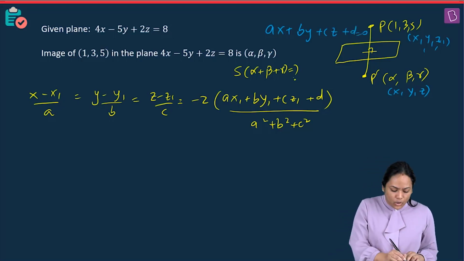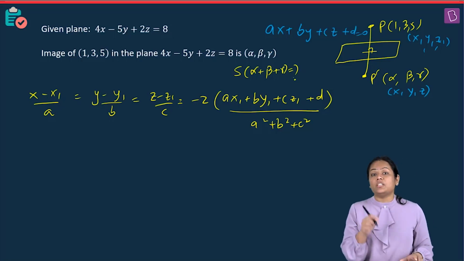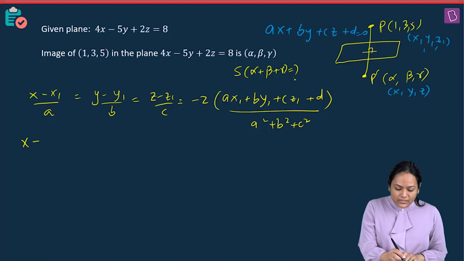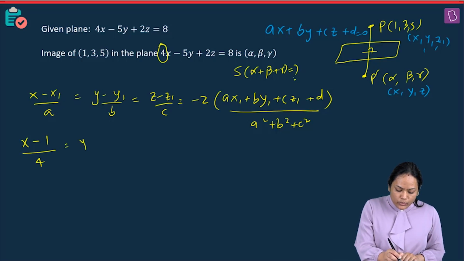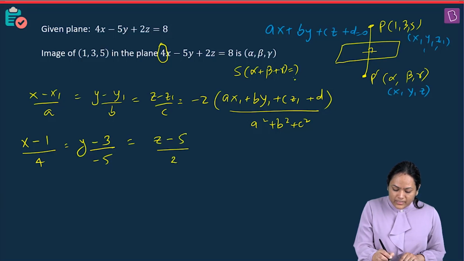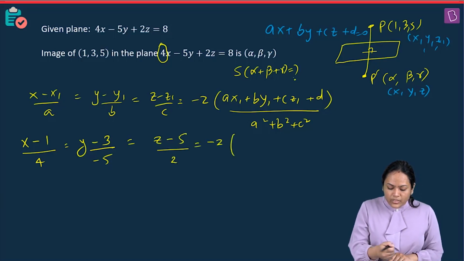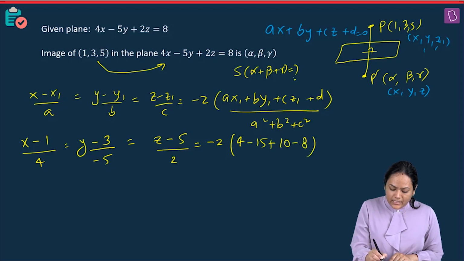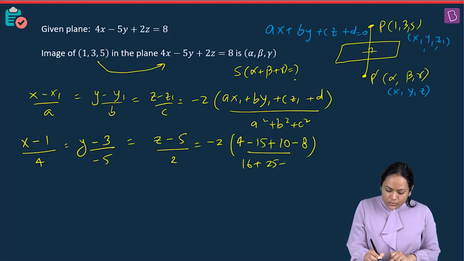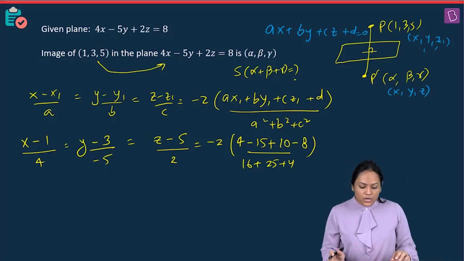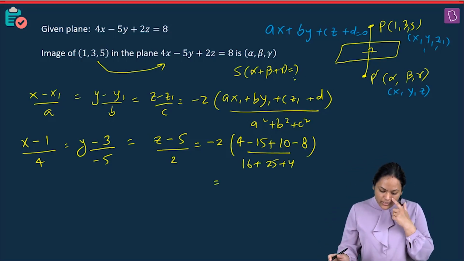So on comparing and on putting the values of all the parameters which they have mentioned, I can directly write (x minus 1) divided by a, the coefficient of x, which is 4, is equal to (y minus 3) divided by b, that is minus 5, is equal to (z minus 5) divided by c, that is 2, is equal to minus twice of, when I substitute the point coordinates in the plane, 4 minus 15 plus 10 minus 8 divided by a square plus b square plus c square, that is going to give me 16 plus 25 plus 4. Clear?